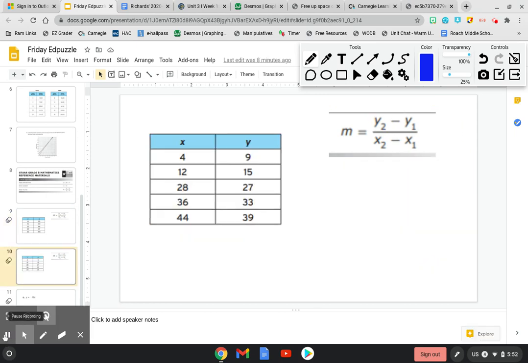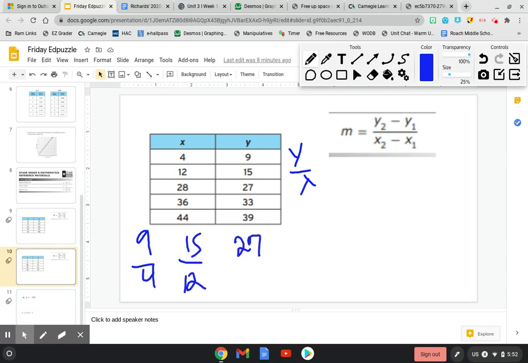So here's a problem where I don't know how to get from the left side to the right side, not in my head anyways. So I do know, again, I'm going to need to put my y over my x. 9 over 4, 15 over 12, 27 over 28. And I could put those in the Desmos calculator just to check them out. When you do, you'll find out that you're not going to get the same thing. Guys, if you write this out, you should understand.